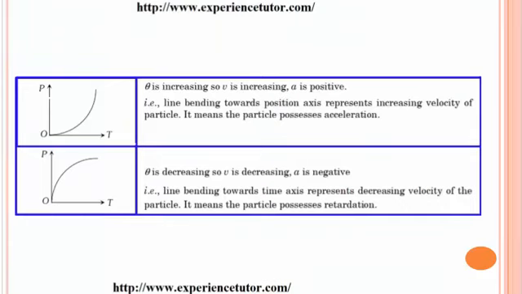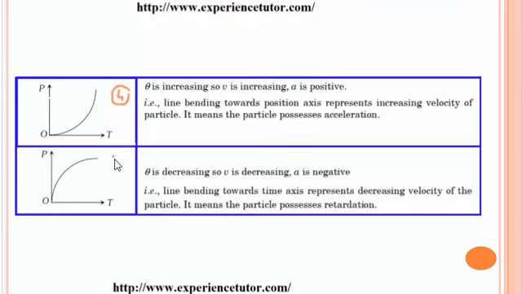In the next case, we can see theta is increasing, so v is increasing, a is positive. That is, a line bending towards position x represents increasing velocity of the particle. It means the particle possesses acceleration.